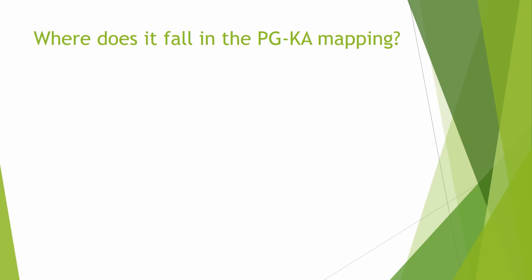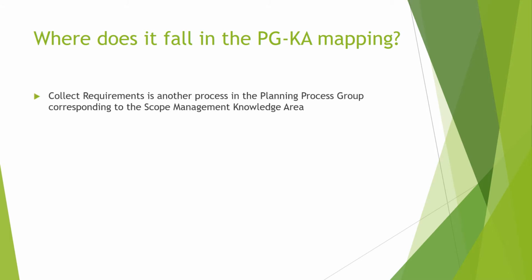So first up, where does it fall in the PGK mapping, right? The process groups knowledge area mapping, which lists all the processes. Where does the collect requirements process fall? And I try to discuss that for all the processes that we cover so that it puts everything in perspective. And so collect requirements, like I mentioned earlier, is another process in the planning process group corresponding to the scope management knowledge area. So we're talking about the scope management knowledge area, and the planning process group is the process group.